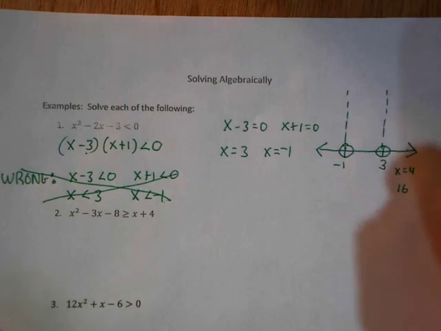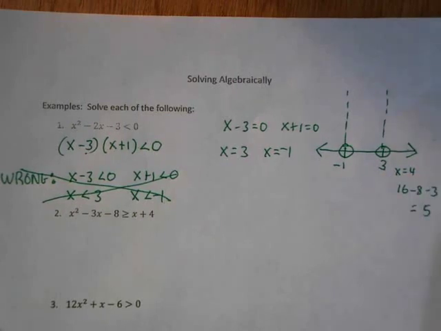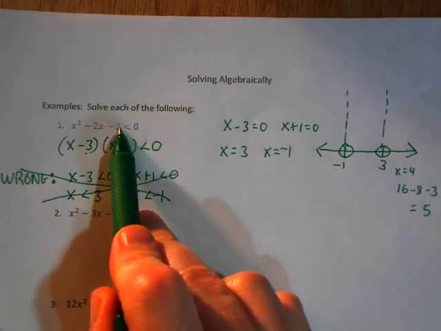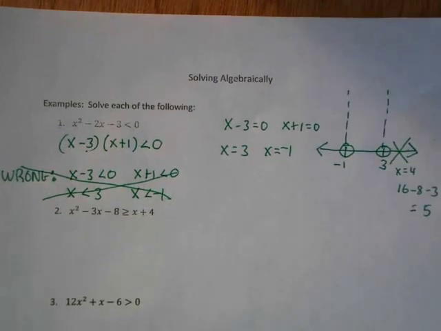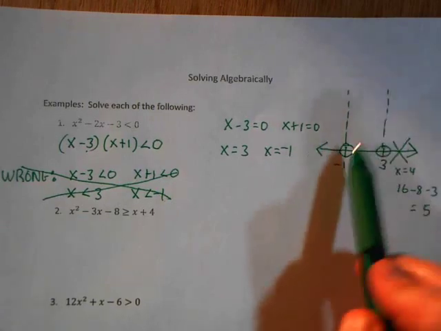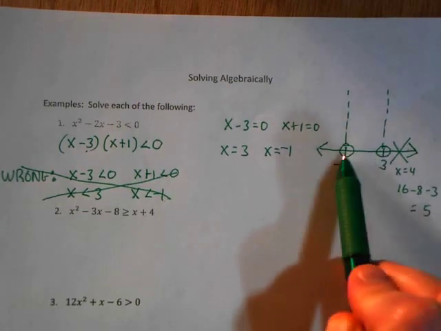I get 16 minus 8 minus 3. Well, that's 5. Is that less than 0? No, it's not less than 0. Since 4 didn't work, no number up there is going to work. I come to my next region. I pick my favorite number in the middle.